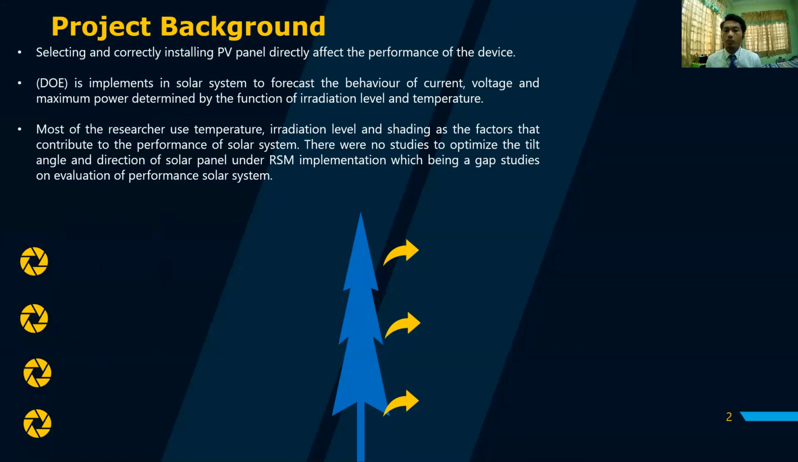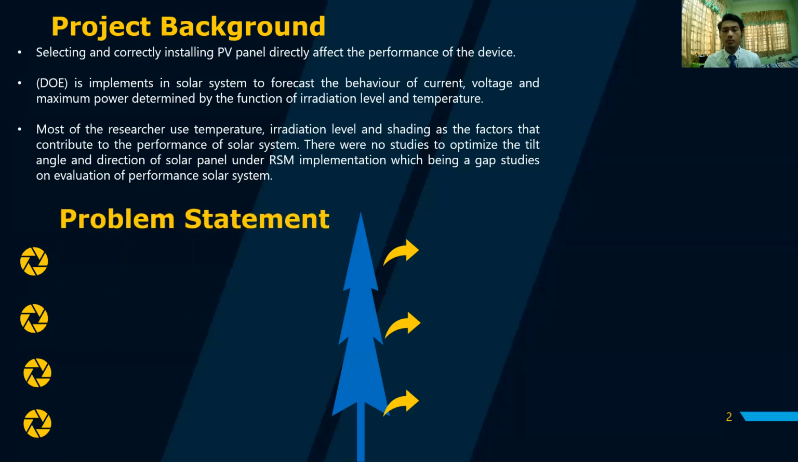Apart from that, most of the researchers use temperature, irradiation level, and shading as the factors that contribute to the performance of solar system. However, there were no studies to optimize the tilt angle and direction under RSM implementation, which is a gap in studies on the performance of solar system.